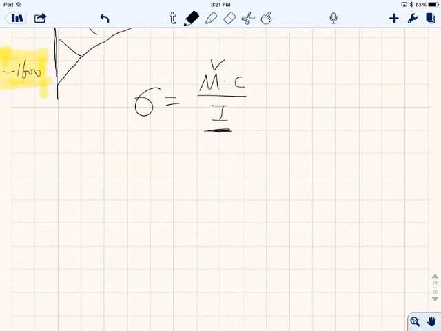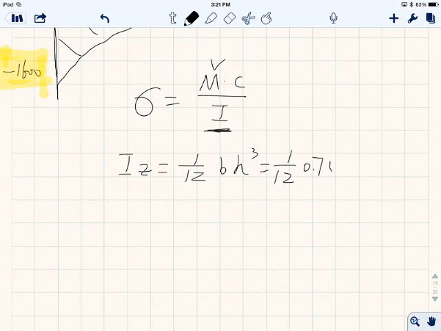All right, so Iz equals 1/12 base times height cubed. The base is 0.75, the height is 1.5 cubed, and that gives you 0.2109 meters to the fourth.